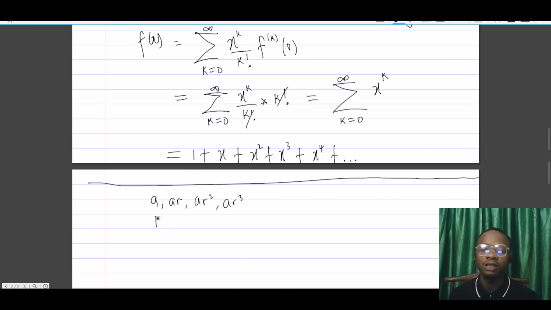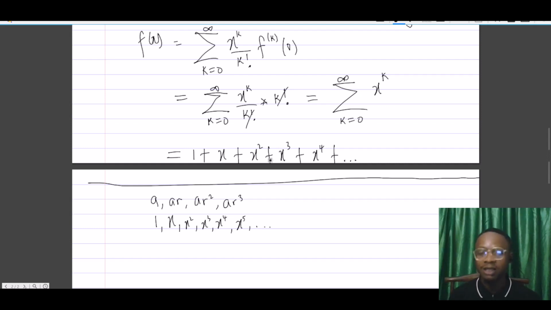If a was 1 and r was x, this will be 1, and the next one will be x. This is 1 times x, which is x. Then x times x will be x squared, x times x squared will be x cubed, and x to power 4 and x to power 5, and that will continue like that forever. That is telling you that the terms of this series form a geometric progression.